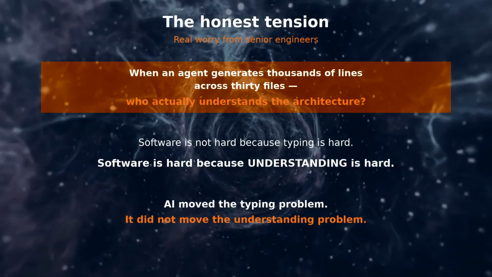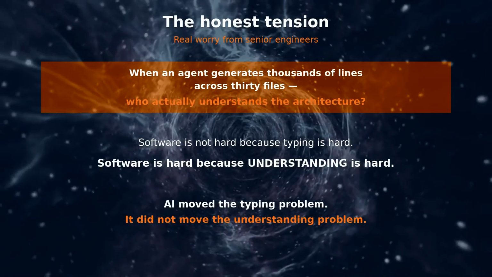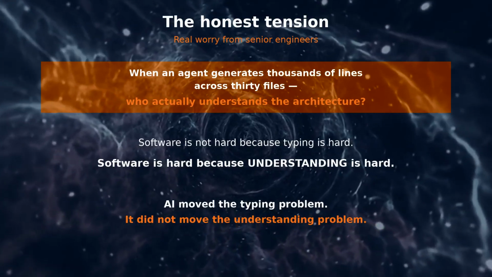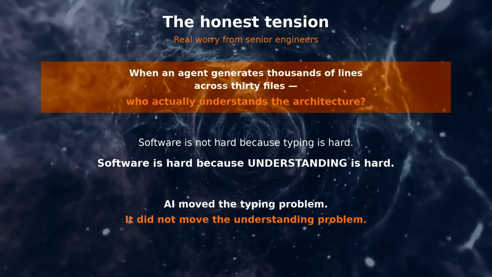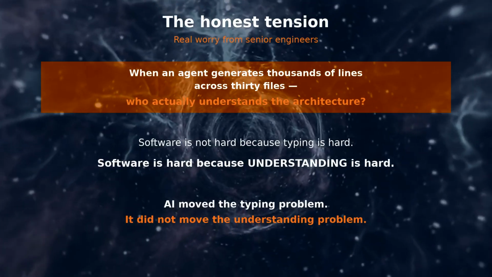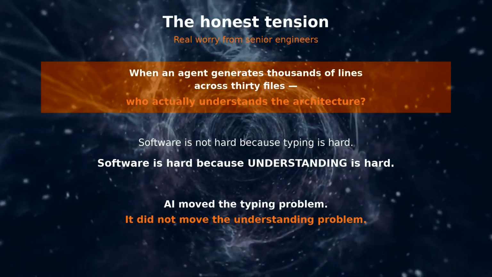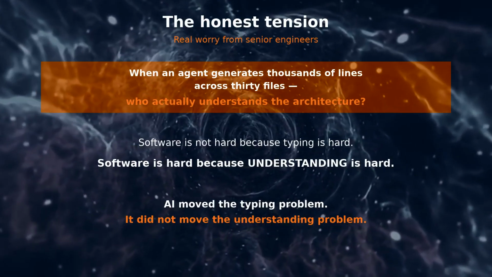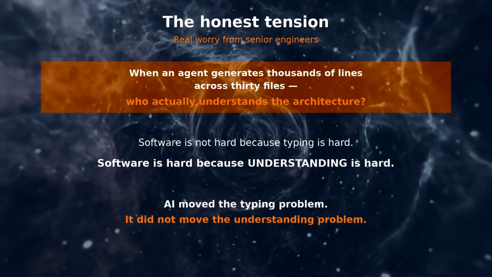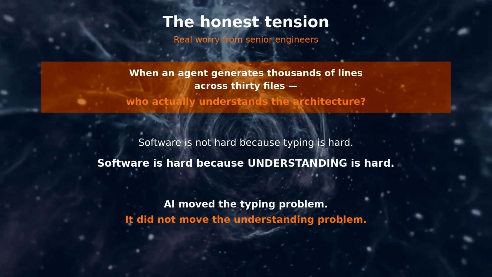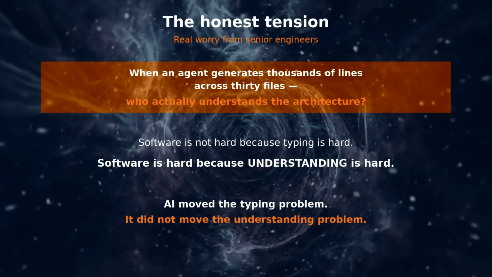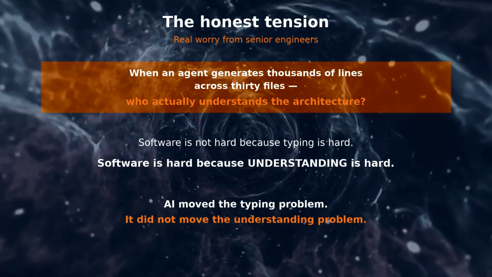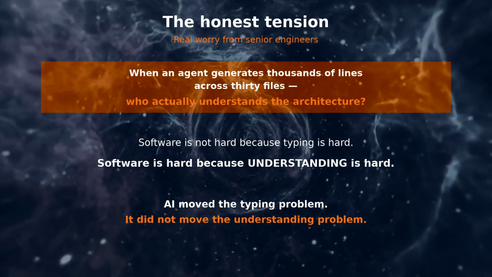The honest tension. Here's the worry that real developers, including senior ones, are raising. When an agent generates thousands of lines of code across 30 files, who actually understands the architecture? When production breaks at 2 in the morning and the on-call engineer has to debug a system that no human ever read end to end, what happens? This is not paranoia. This is a real question.